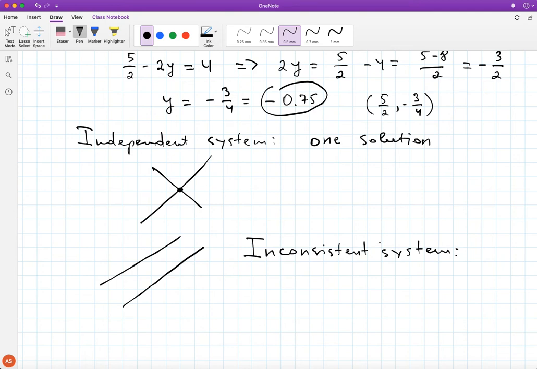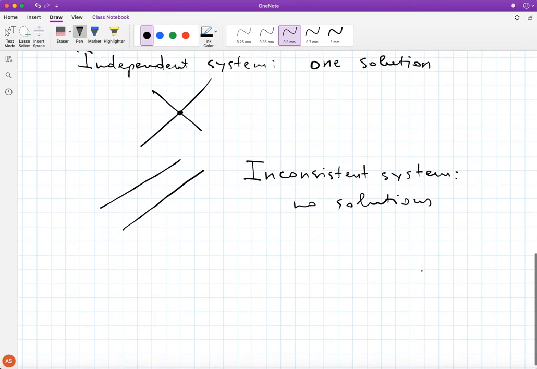An inconsistent system has no solutions. Let me quickly give you one example of such a system. For instance, let's take our first equation to be exactly the same as before, x minus 2y equals 4. And now let's take the second equation to be x minus 2y equals 6.